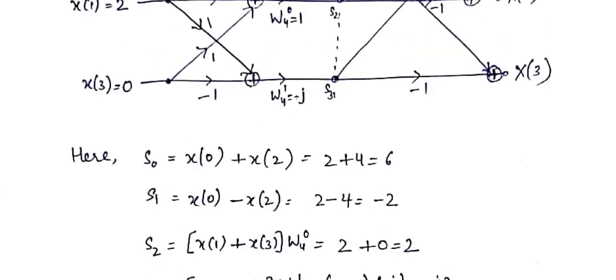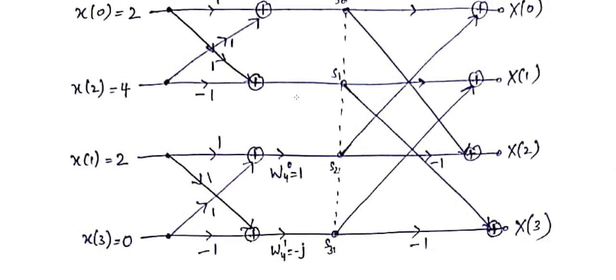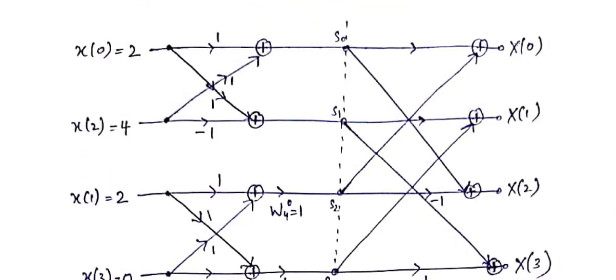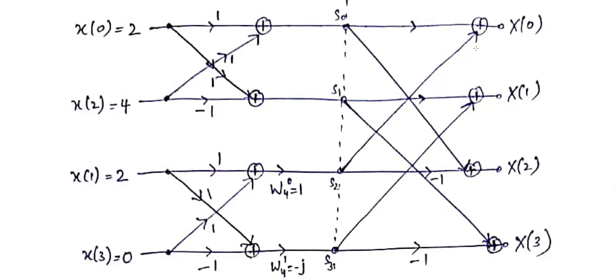Now for the final output, again you see how you will get capital X0 in this structure. From here you are getting S0, from here you are getting S2, you are adding S0 plus S2 for X0. Similarly, capital X1 will be S1 plus S3. And remember, in the DIT algorithm the input side will be shifted and the output will be in sequence. So you will get capital X0, capital X1, X2 and X3. By this you can calculate the 4 values.